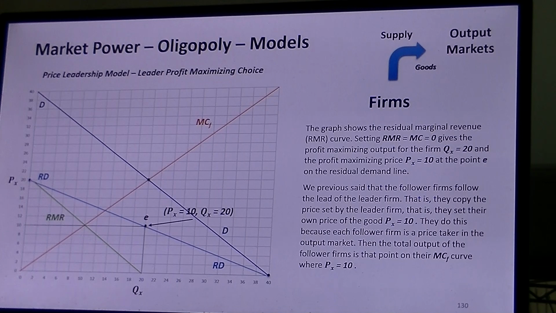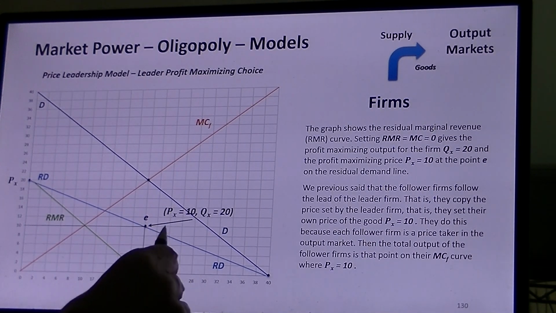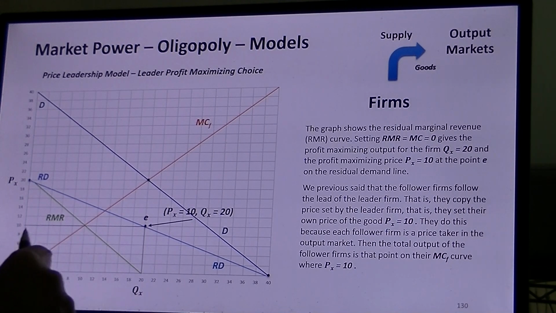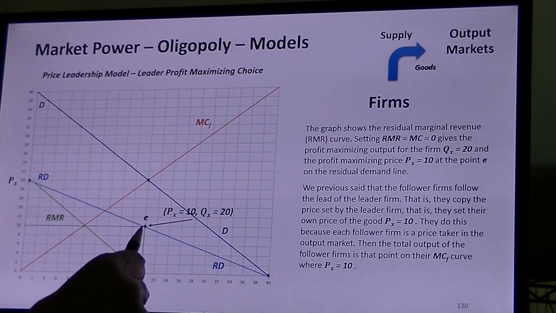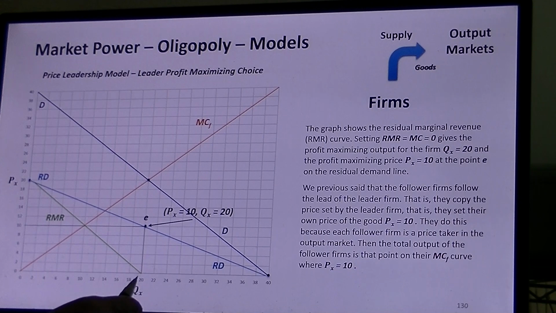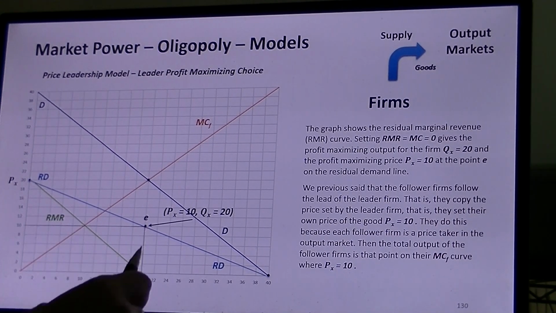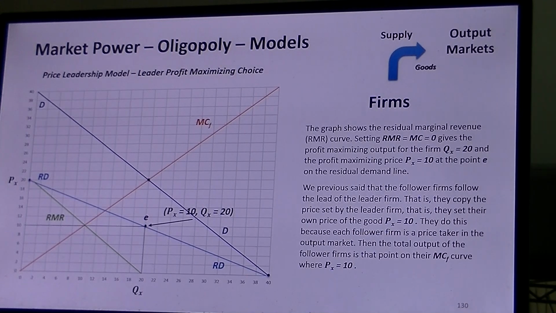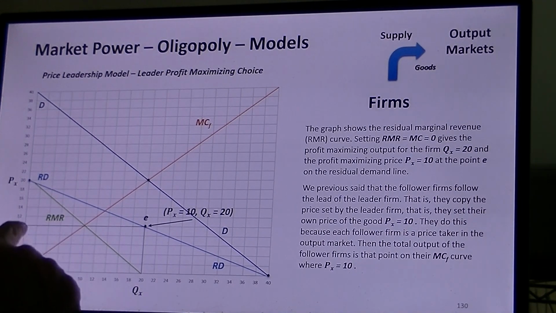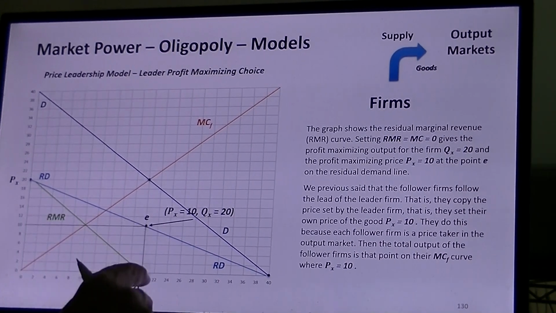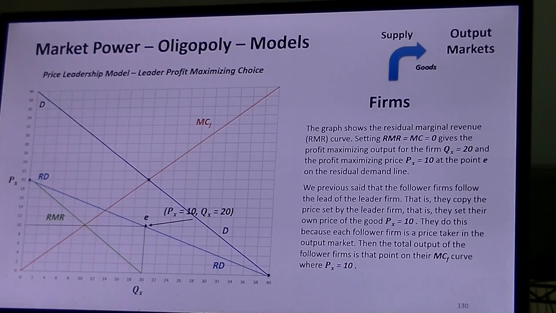So the total output of the leader firm would be 20 at a price of 10. The leader says, okay, I'll produce 20 units and sell the good for 10, and I can act as a monopolist because my marginal cost is 0, so I'll earn all of that as profits.